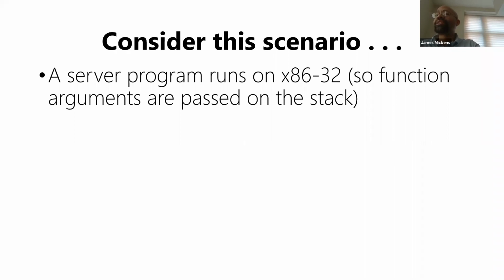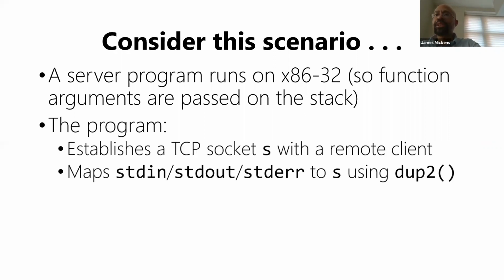So what this means is that function arguments are passed on the stack, not in registers. Think back to our discussion of calling conventions from the first lecture. Let's also imagine that the server program does the following. It's going to establish a TCP socket S with a remote client. So, client connects to the server, results in a socket being created on the server side. The server is then going to map standard in, standard out, and standard error to the socket using the dup2 system call.